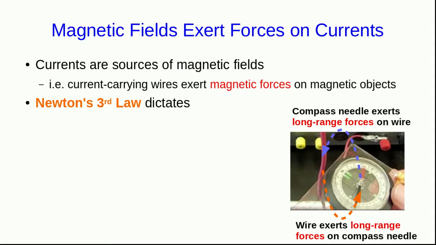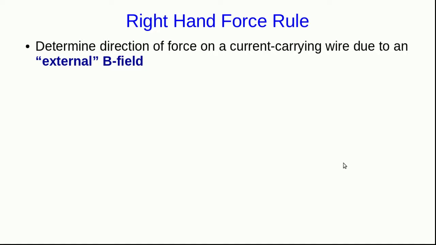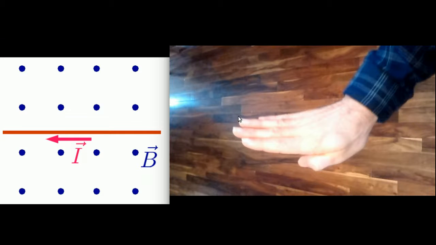Or, to put it another way, the compass needle produces its own magnetic field, and the wire must feel magnetic forces due to that magnetic field. And so, in general, magnetic fields must exert forces on current-carrying wires. The hardest thing about figuring out the forces that magnetic fields exert on wires is getting the direction right. It involves another right-hand rule, which we'll call the right-hand rule for magnetic forces on wires, or for short, just the right-hand force rule. I'm going to show you the right-hand rule for forces on current-carrying wires first, and then I'll show you a demonstration of it with a real wire.